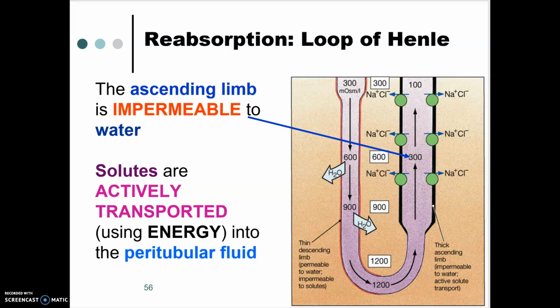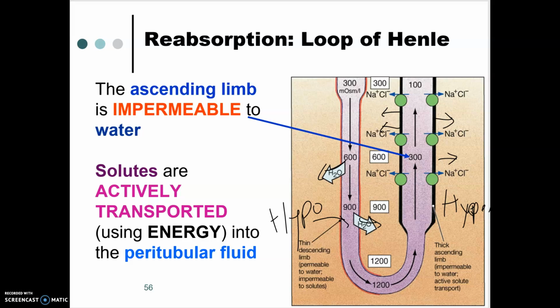Now, the way that the loop of Henle works is very, very clever, I think. Since water can move out of the descending limb, and you can see that on the picture, we've got water leaving the descending limb. What happens is on the ascending limb, we have active transport mechanisms that push sodium and chloride ions into the peritubular fluid. Now, what that does is it creates a concentration gradient. So we end up with an area on the outside of the loop that's hypertonic, and then the inside is going to be hypotonic.